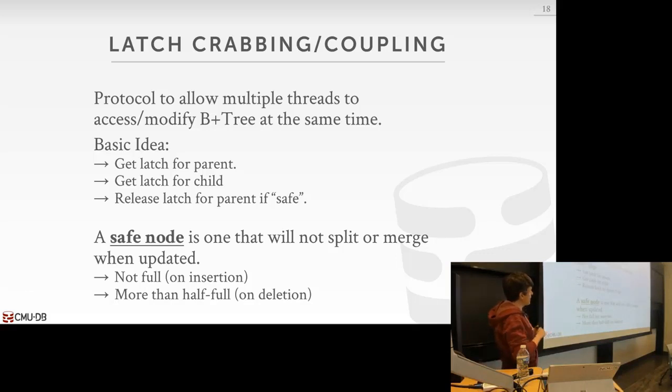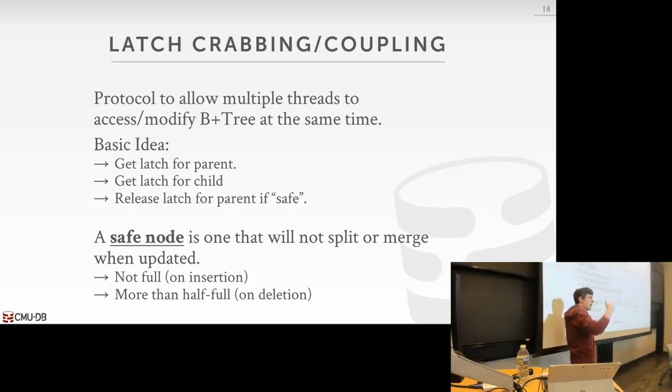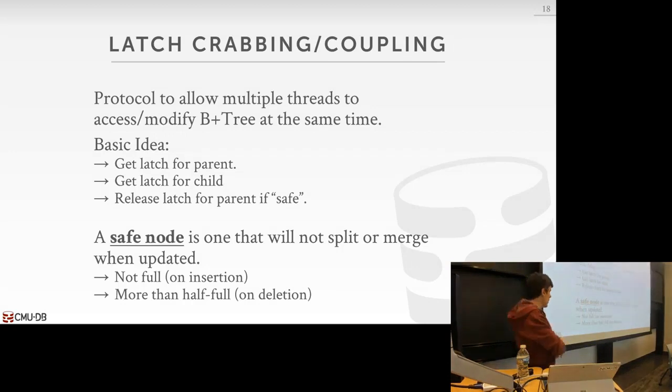So latch crabbing is a technique that allows multiple threads to access the B plus tree at the same time, and we're going to protect things using latches. The basic idea is that anytime we're at a node, we have to have a latch on that node. It could be in write mode or read mode. Before we can jump to our child, we have to get the latch on the next node we're going to go to. Then when we land on that child, we can examine its contents. If we determine that the child node we just moved to is safe, then it's okay for us to release the latch on our parent. The term latch crabbing has to do with the way crabs walk, moving one leg past another. That's how we're going to acquire latches as we go down.